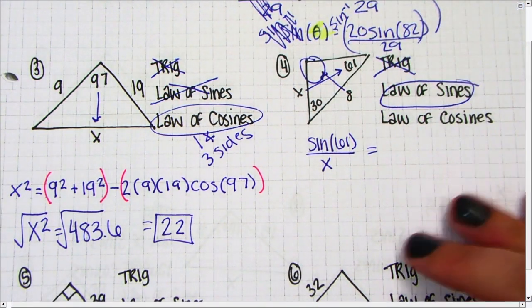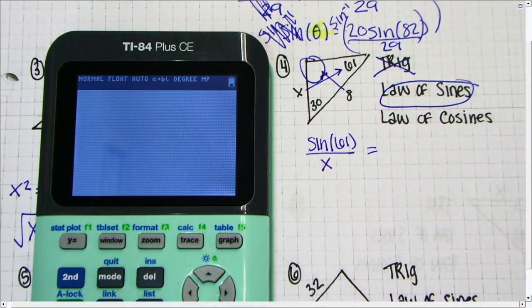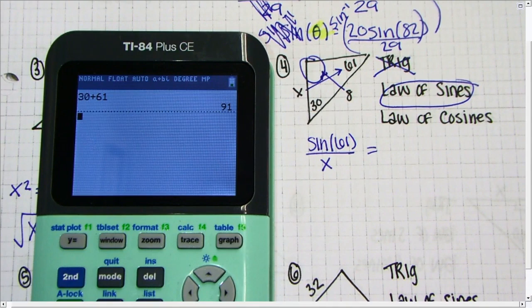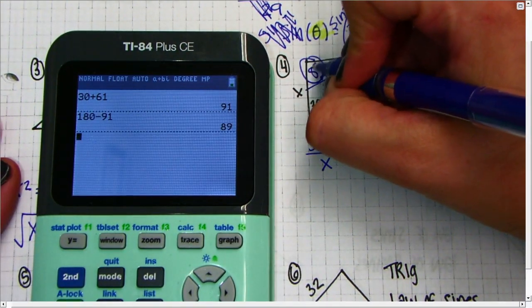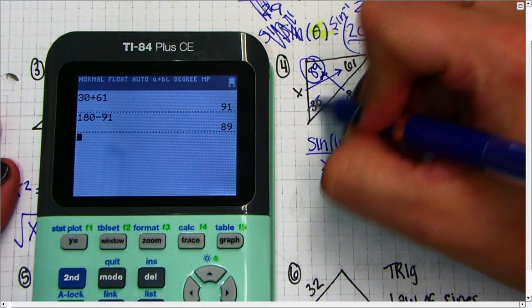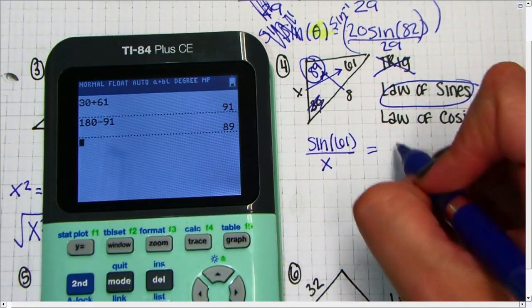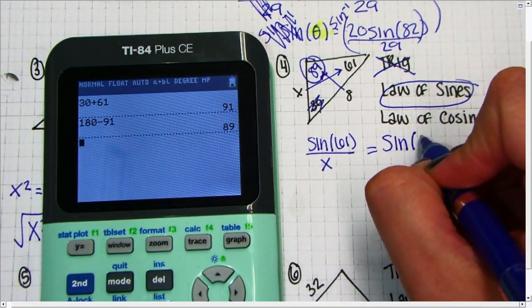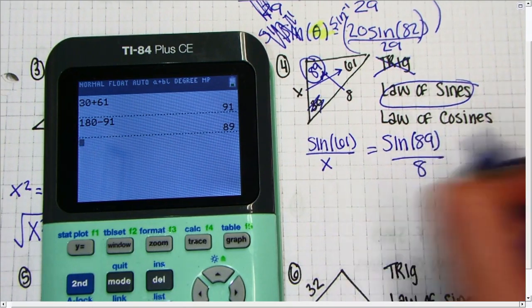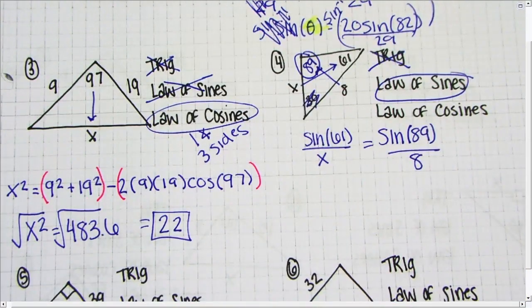But remember, the way that you solve these problems, if it goes to nothing, you add the angles. So 30 plus 61 is 91. And then you take 180 and subtract 91, giving you 89. So this 30 has no purpose anymore. So now it's the sine of 89 over 8. And now we can cross multiply.